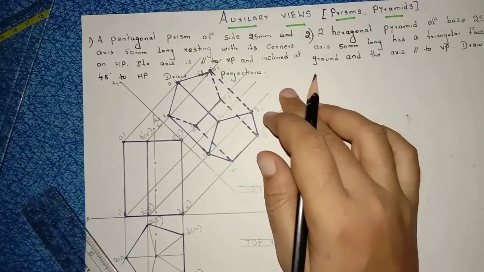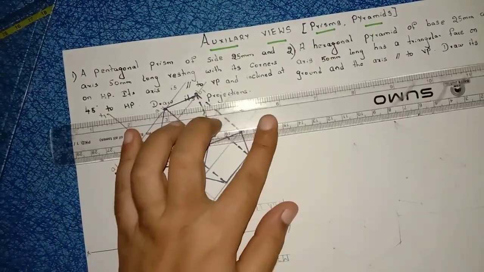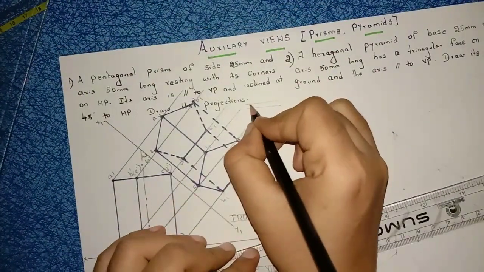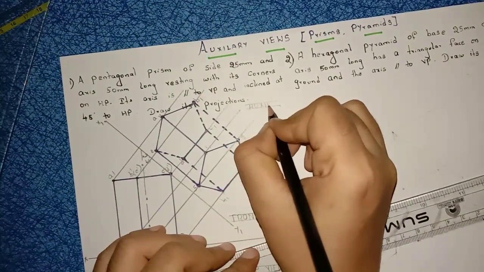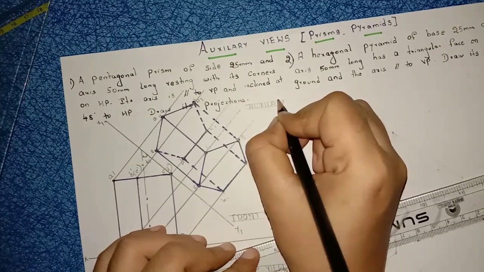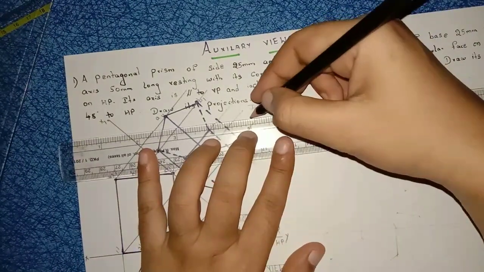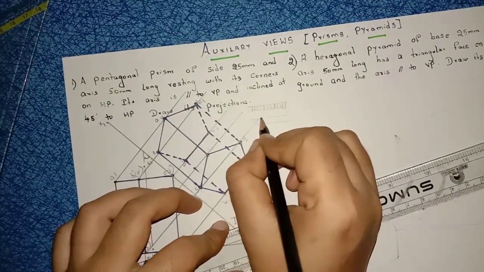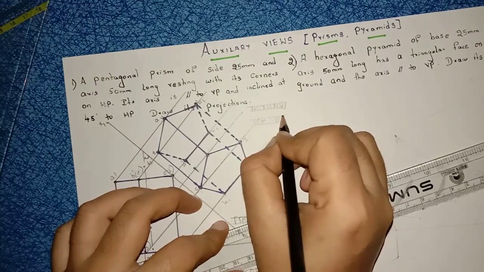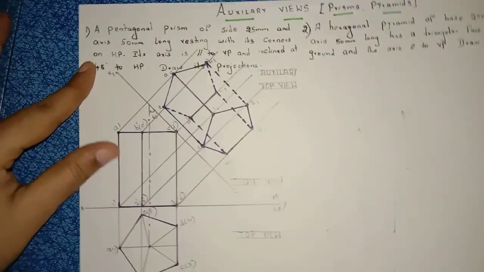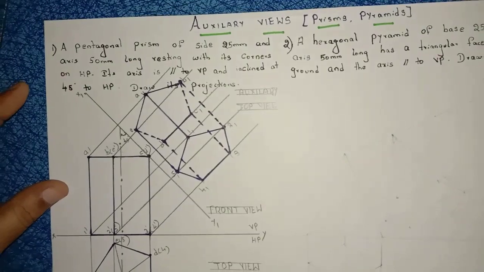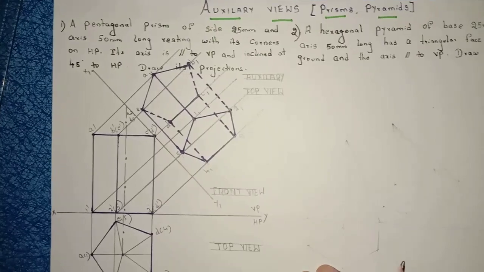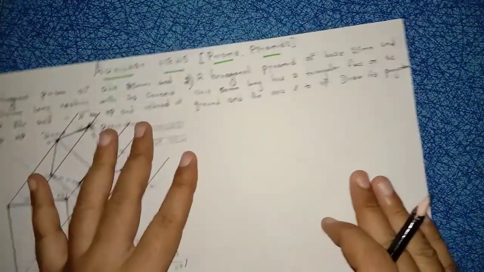So we are going to call this one, take height 5 mm, and write down here auxiliary top view. This is your auxiliary top view. Right, so this is the pentagonal prism. With the help of auxiliary views we have constructed this problem. Right, so let us see the next one.